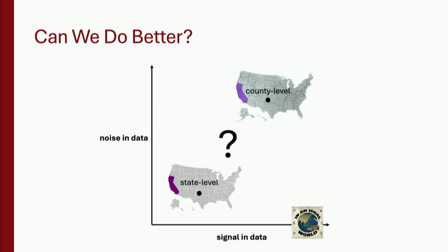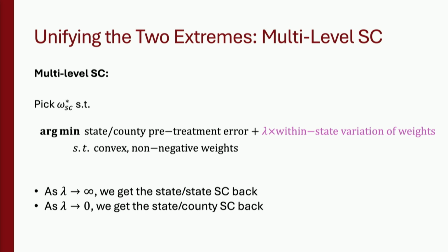Now, given these different performances of the two estimators depending on the strength of the signal-to-noise ratio, you might very well be asking yourself if there's anything we can do better than restricting ourselves a priori to using either one of these data sets, and instead being somewhere in between. This is exactly where my proposed estimator comes in. In my paper, I'm proposing the multi-level synthetic control estimator, which augments the state-county synthetic control estimator with a penalization term that penalizes the in-state variation of the weights. This penalization term is motivated by exactly the constraint that makes both optimization problems, the state-state and the state-county one, equal.